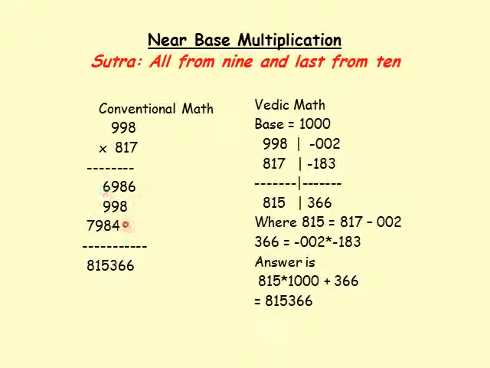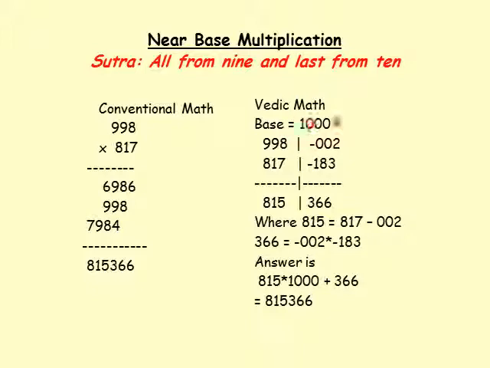Then these 3 numbers here, and 2 zeros in this line here, we add them together and the answer is 815366. Through this process, we have multiplied 998 and 817 and I get an answer of 815366.